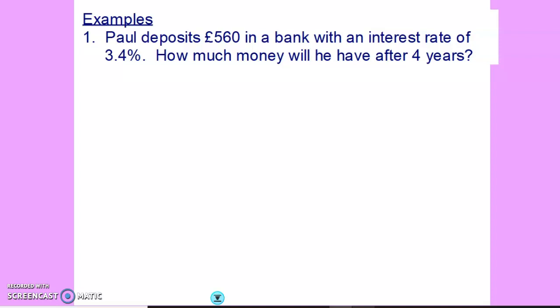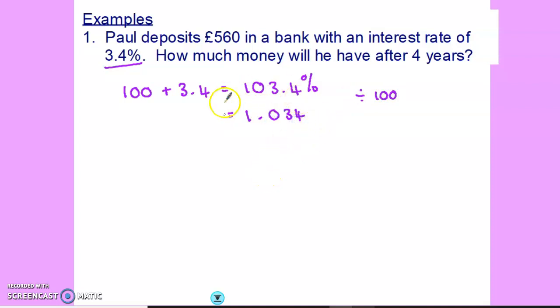Example then. Paul deposits £560 in a bank with an interest rate of 3.4%. How much money will I have after 4 years? I'm going to deal with this part first. Add 100%. We're adding on 3.4. So we get 103.4%. To get that into a decimal, I divide it by 100. I get 1.034. So that's what I call my multiplier. So I get 1.034. It's for 4 years. So I'm going to do it to the power of 4.